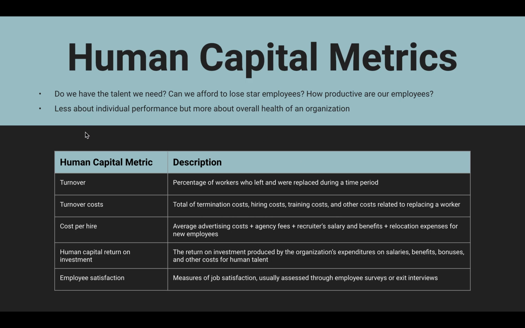So here are some example metrics: your turnover time, your turnover costs, cost per hire, human capital return on investment, and employee satisfaction. These metrics are usually found inside your human capital management information system. All right. And with that ends the video on finance and asset management and also human capital management.